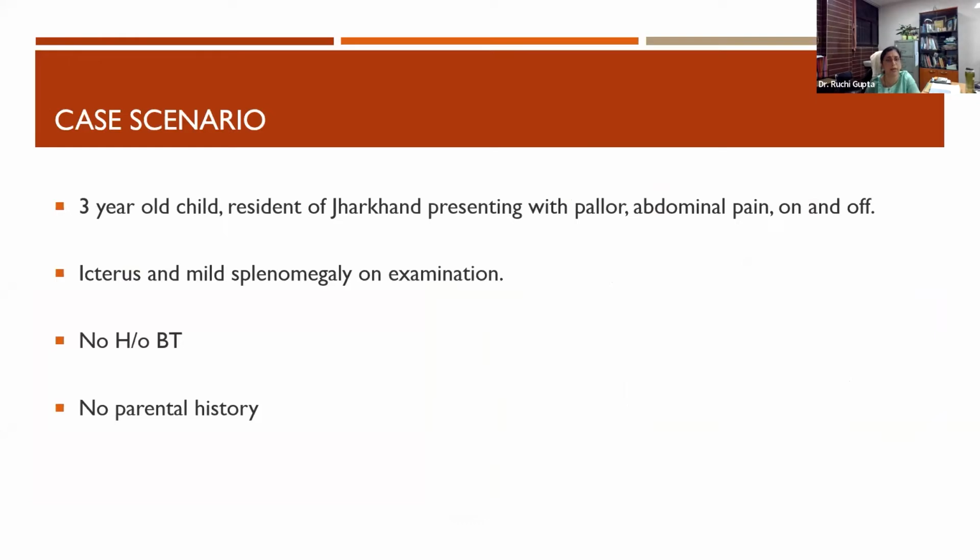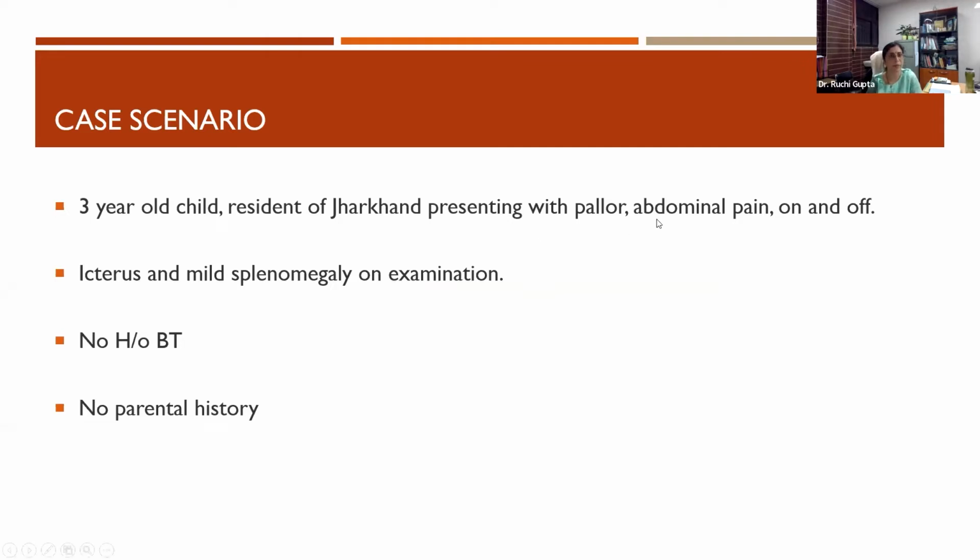He's a 3-year-old child who's a resident of Jharkhand, who's presented with pallor and complaint of abdominal pain on and off. On examination, there is icterus and splenomegaly. There is no history of transfusion in the past, and the parents are asymptomatic. I have purposefully added that he is a resident of Jharkhand because this is again giving us a clue as to what we are going to deal with.